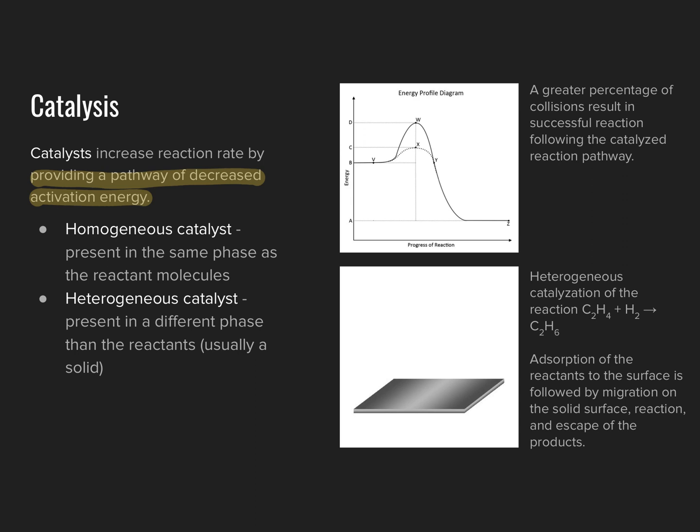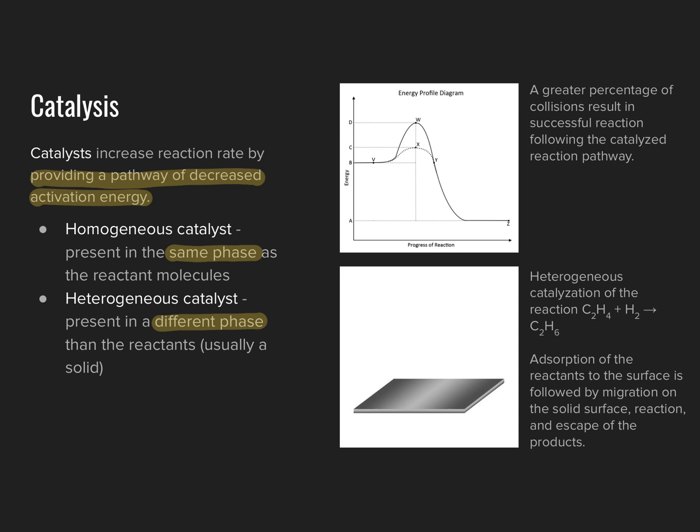In particular, there's a couple different types of catalysts you might come across. The first is what we refer to as a homogeneous catalyst. That is a catalyst which is present in the same phase of matter as the reactant molecules. And that is in contrast to what we refer to then as a heterogeneous catalyst. That is a catalyst which has a different phase from the reactant species present. And usually that heterogeneous catalyst, most times, is going to be for us a solid.